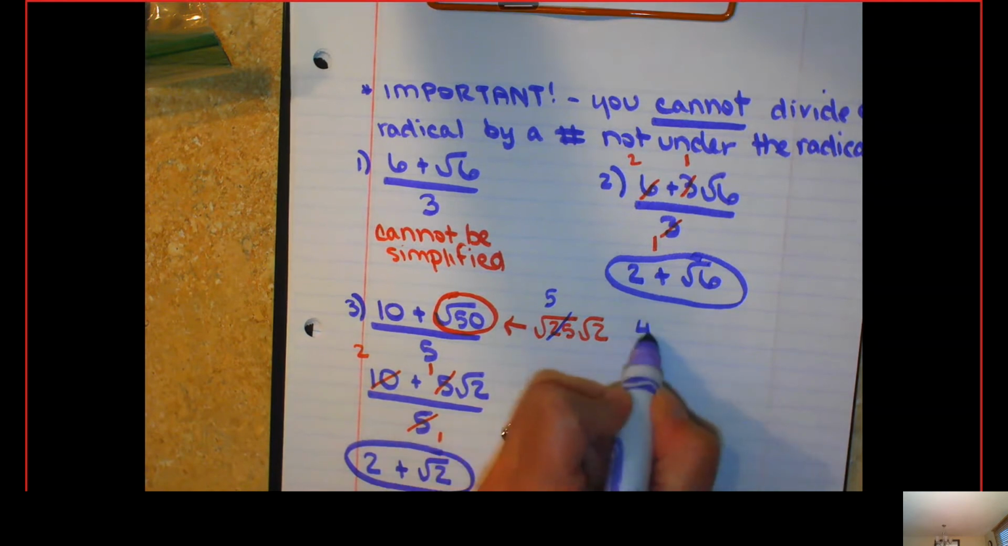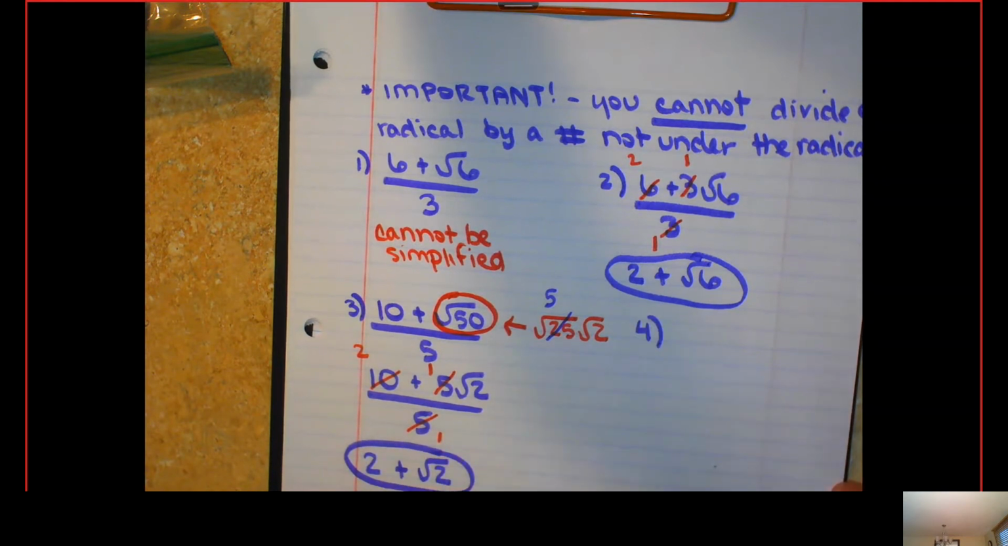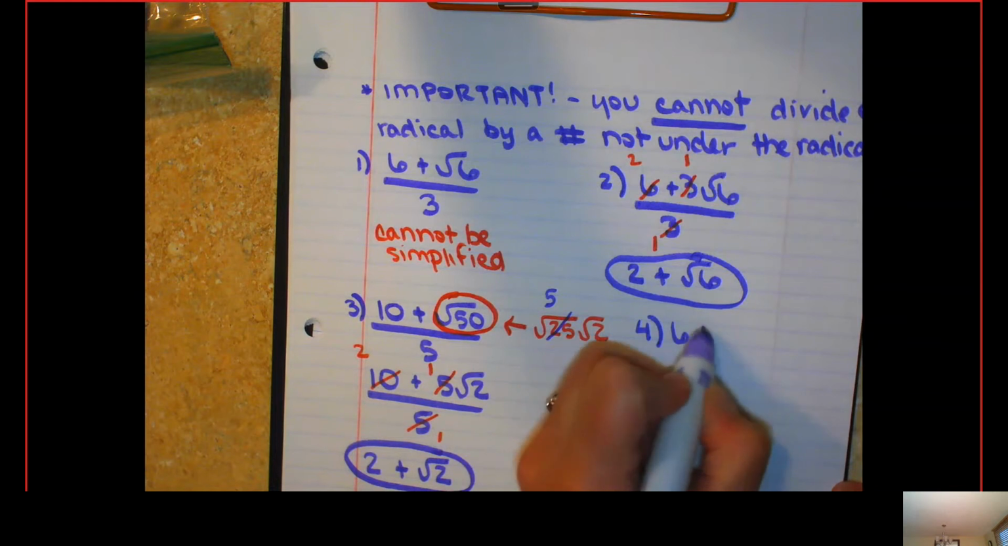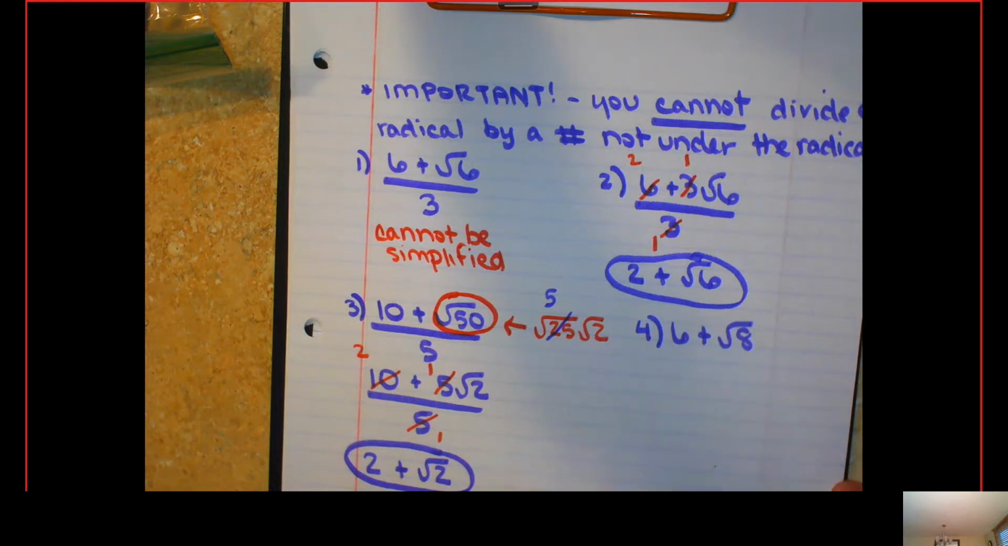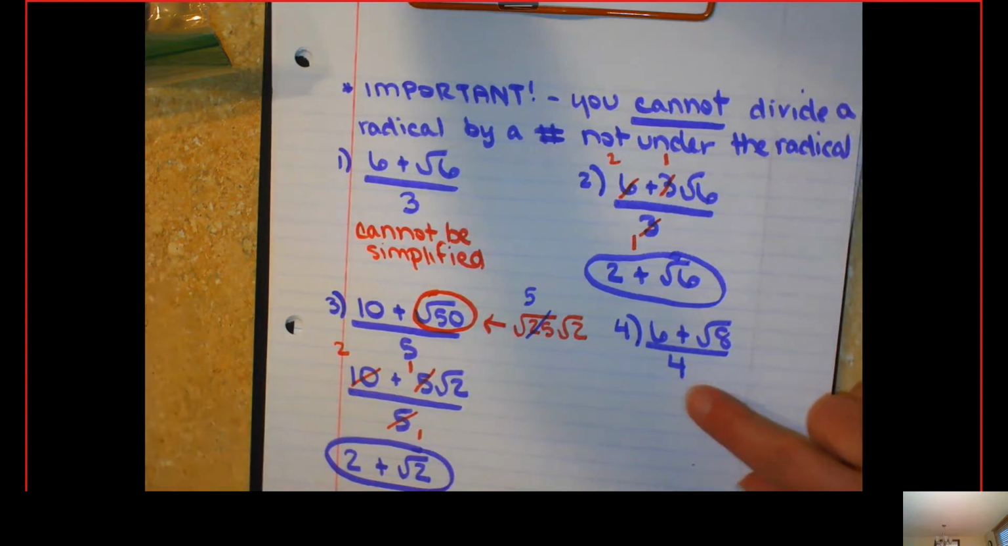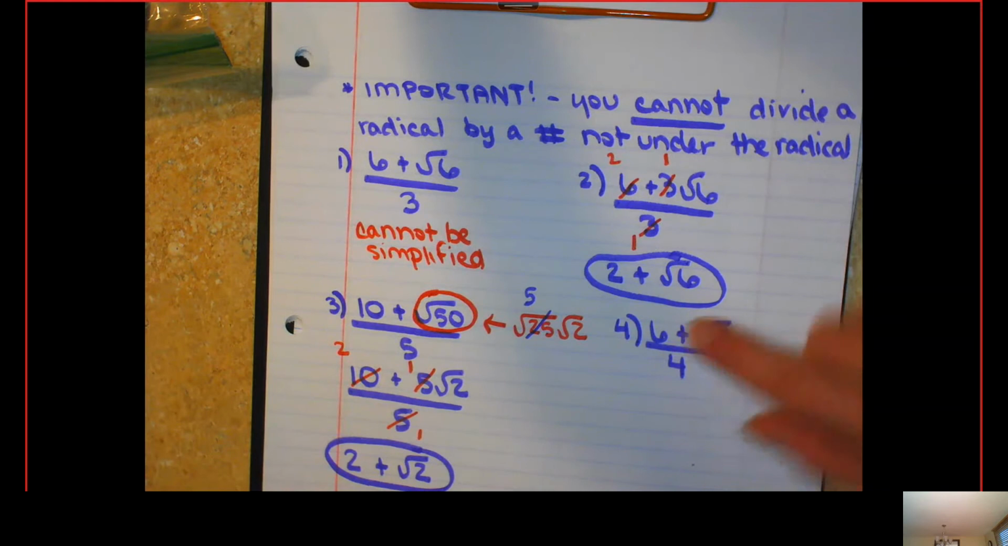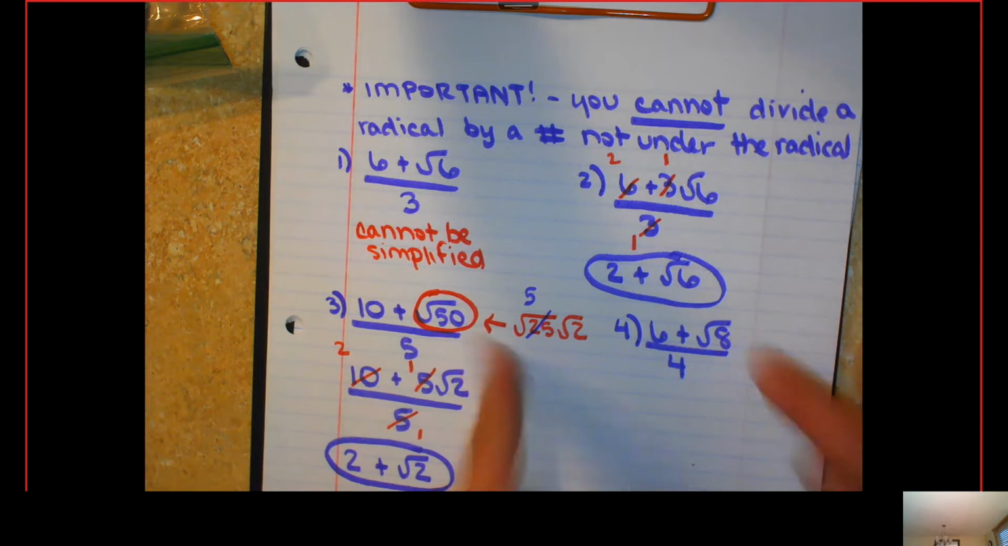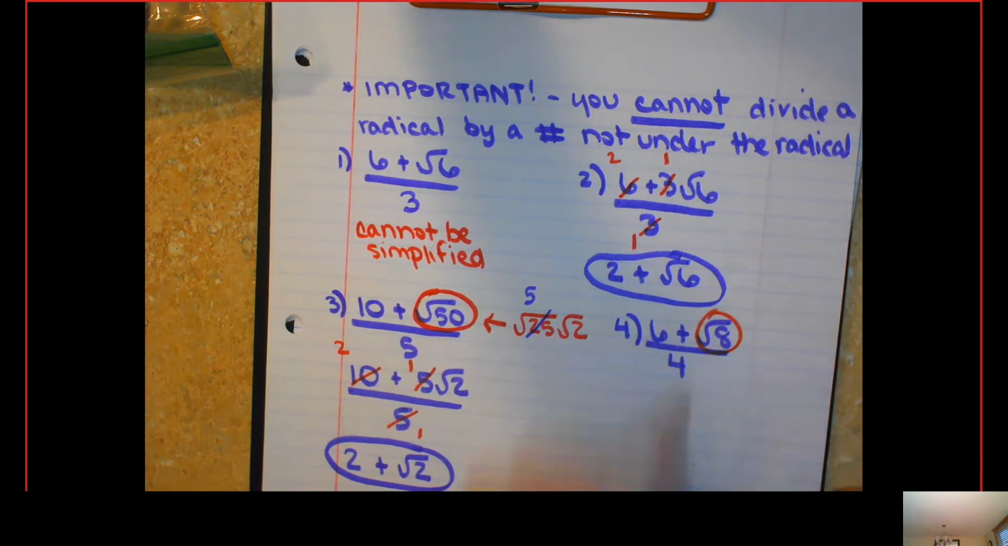Last one, number 4, just a little more complicated. Can you write 6 plus radical 8 at the top? And underneath, 4. First of all, I've noticed that I can divide these two by 2, but since there's no number in the front, I cannot divide this by 2. But I noticed that just like this one, I can simplify this radical 8. So I'm going to simplify this and then see what happens.